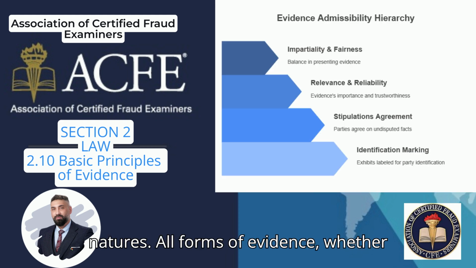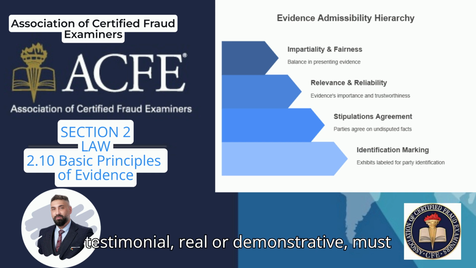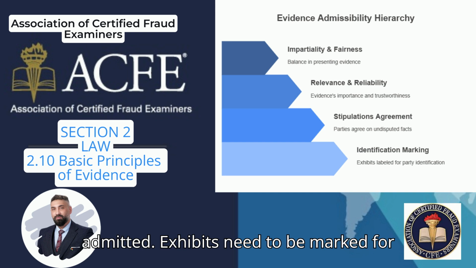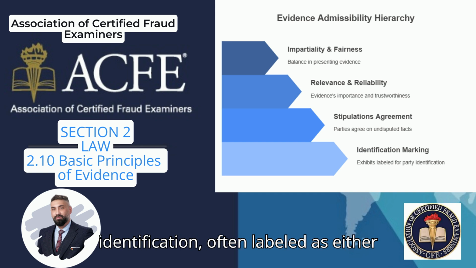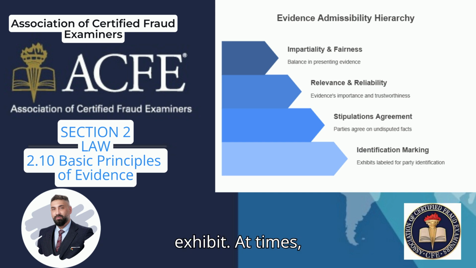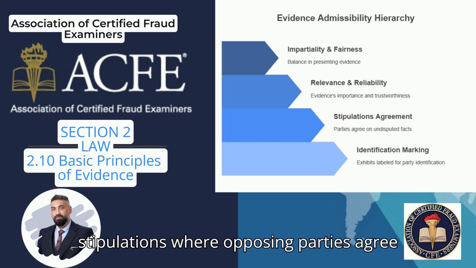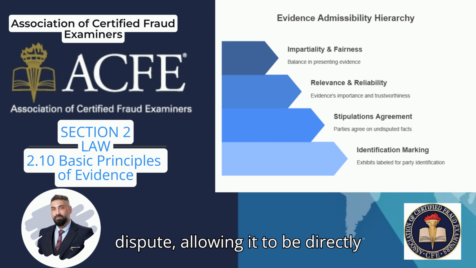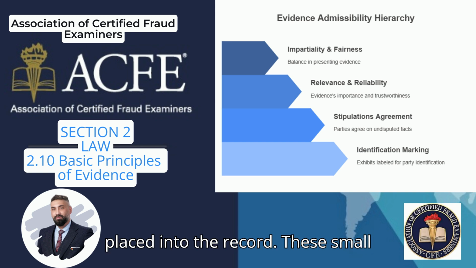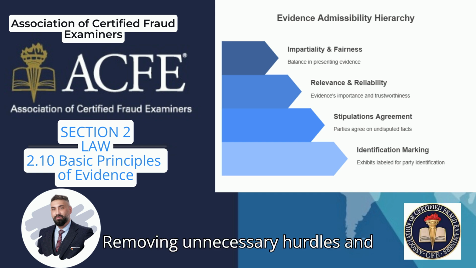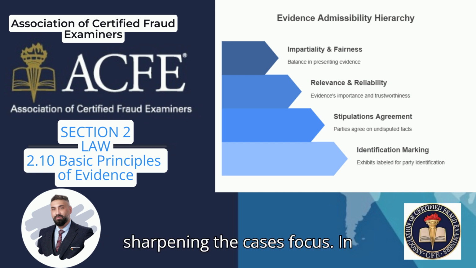Finally, despite their varying natures, all forms of evidence, whether testimonial, real, or demonstrative, must pass foundational hurdles before they're admitted. Exhibits need to be marked for identification, often labeled as either plaintiff's exhibit or defendant's exhibit. At times, stipulations, where opposing parties agree on facts, can spare certain evidence from dispute, allowing it to be directly placed into the record. These small procedural details streamline trials, removing unnecessary hurdles and sharpening the case's focus.